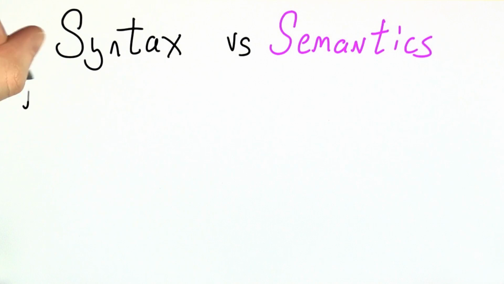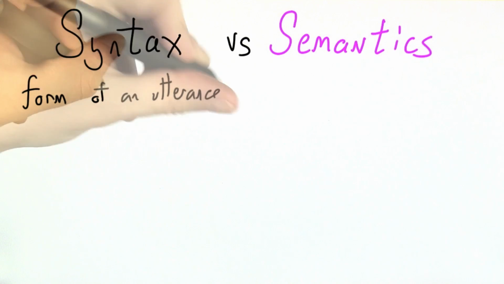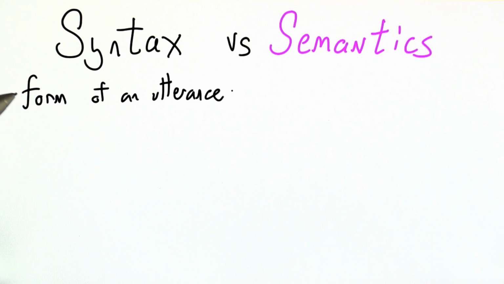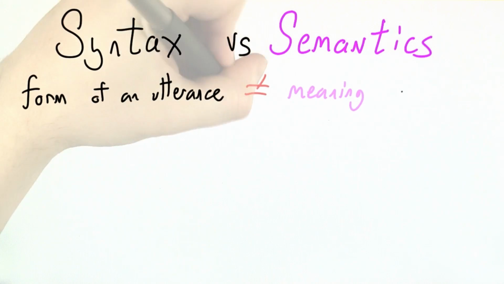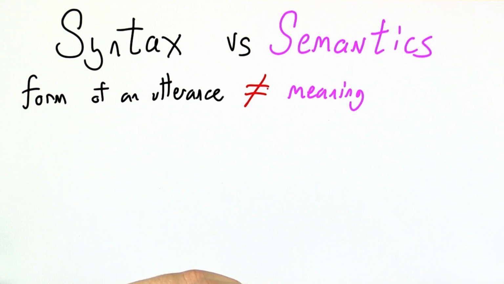Thus far, we've only looked at the form of an utterance or sentence, what words it has, whether they fit the subject, object, verb kind of ordering. But we haven't really looked at what they mean. It turns out that these two are not the same thing.